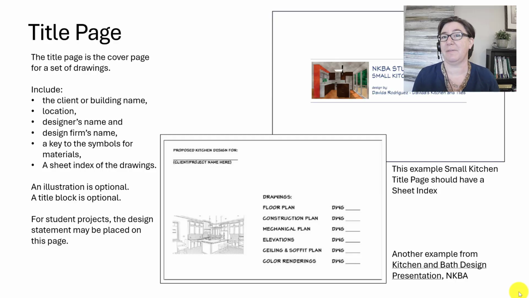The title page is going to be kind of like the cover page or cover sheet for your set of drawings, and it needs a lot of project information: client, building name, location, designer's name, their firm, maybe their contact info. It needs a key to the symbols and legends that are used, and it includes a sheet index for the drawing set. An illustration is optional. A title block is optional if you include all of that information in some other formats.